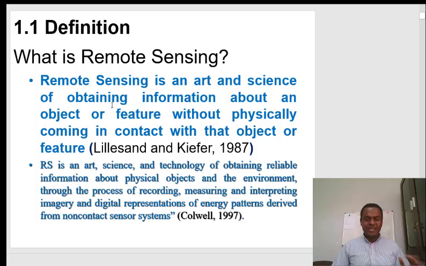Getting information from a distance without having any physical contact, with the help of electromagnetic radiation. So the question here that we ask is, how can we obtain information without having any physical contact? The answer is, with the help of electromagnetic radiation, one can acquire or obtain information from a distance. So this is a general definition of remote sensing.